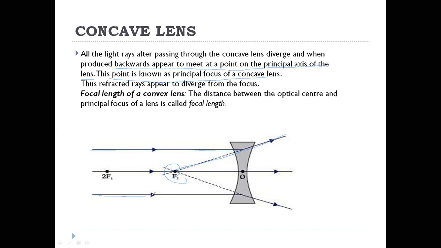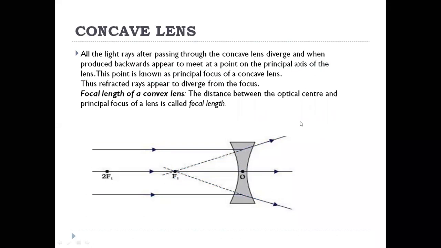Similarly, we always consider two light rays. This is the light after diverging. Just extend this line straight backward. It meets at a point. This point is called focus. And the distance from the optical center to the focus is called the focal length and is written by small f. So the distance between the optical center and the principal focus or focus is called the focal length.